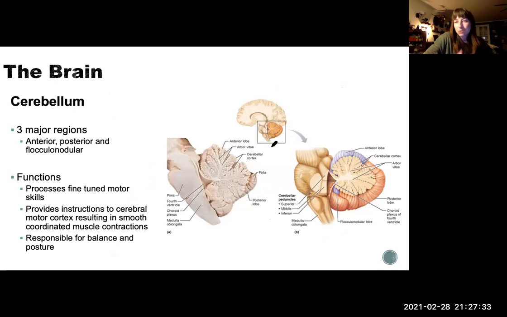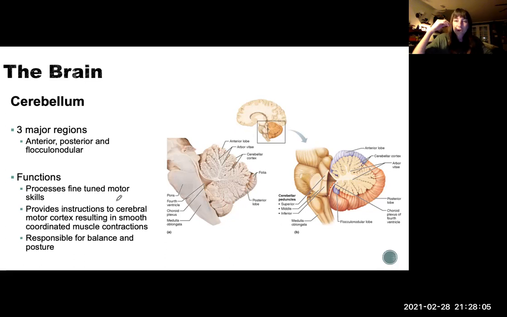There are 3 general regions to the cerebellum. They are the anterior lobe, the posterior lobe, and the flocculonodular lobe, which always gets me, the flocculonodular lobe, which is right here, tiny little guy right here. What you need to know about the cerebellum is, one, be able to identify it visually, of course, where it is located, but also that it processes fine-tuned motor skills, okay?